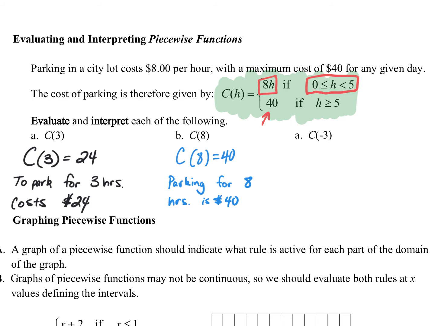Now part C, hopefully you didn't overthink this. This is undefined. This value for our input is outside of our domain. And in real life terms, this would be the cost for parking in a parking lot for -3 hours. Obviously, that has no meaning, so it is undefined.